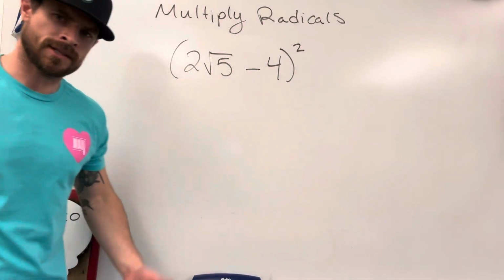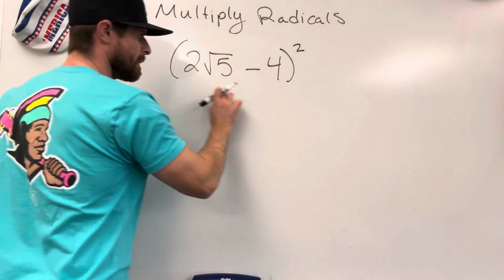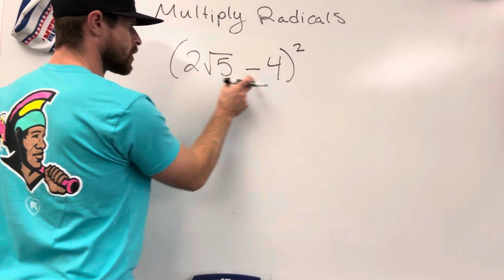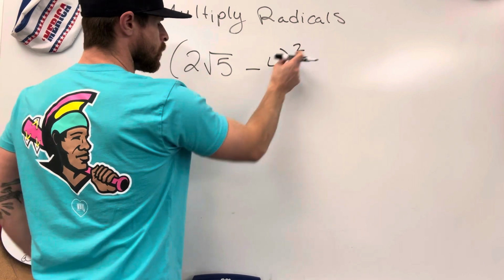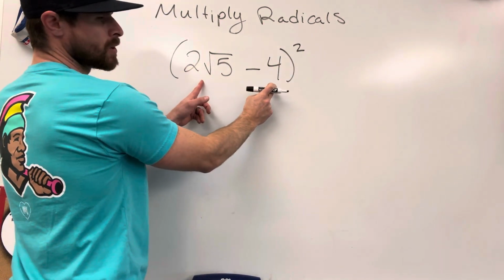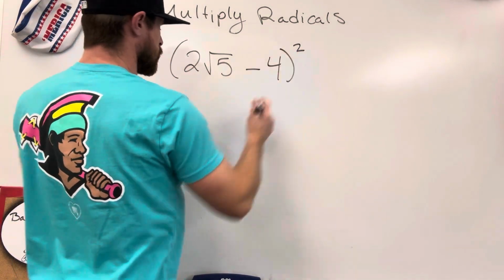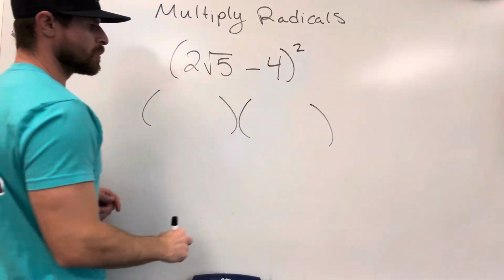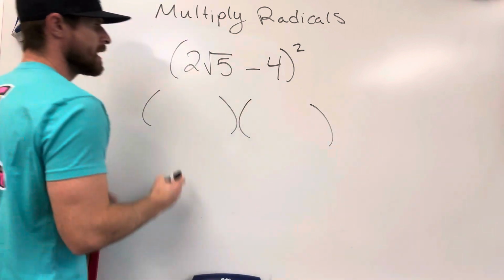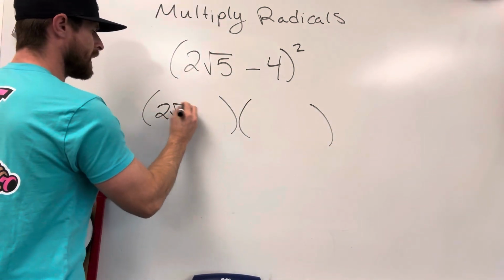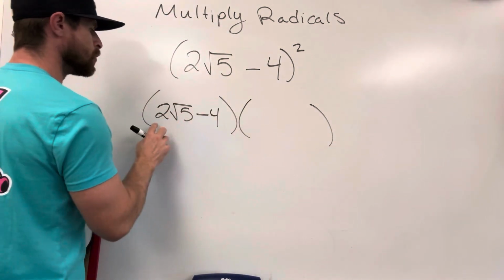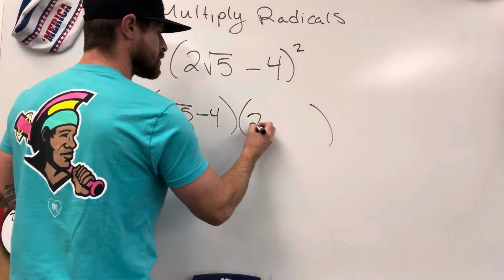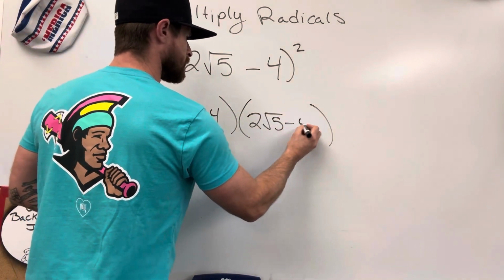Check that one out. This one's a little bit different because now we've got a binomial, 2 separate terms being squared. When I have 2 or more terms in parentheses being squared, I tell kids you should just write that down twice, or if we're cubing it, you would write it down 3 times. And we're just going to set it up being multiplied by itself. So we've got 2 root 5 minus 4 times 2 root 5 minus 4.